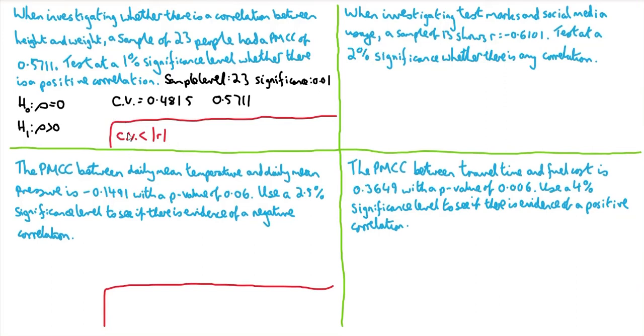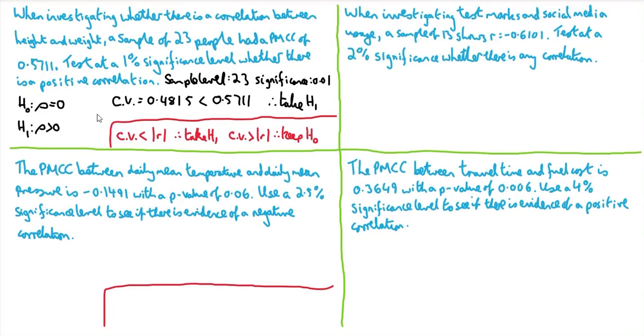So if this critical value is less than the modulus of R, then you take H1. You say that there is enough evidence, in this case, of a correlation. However, if the critical value had been greater than the modulus of R, then you keep the null hypothesis. There is not currently enough evidence of a correlation. In this case, 0.4815 is indeed less than 0.5711. Therefore, we'll say there is enough evidence to take the alternate hypothesis. There is indeed a positive correlation between height and weight.